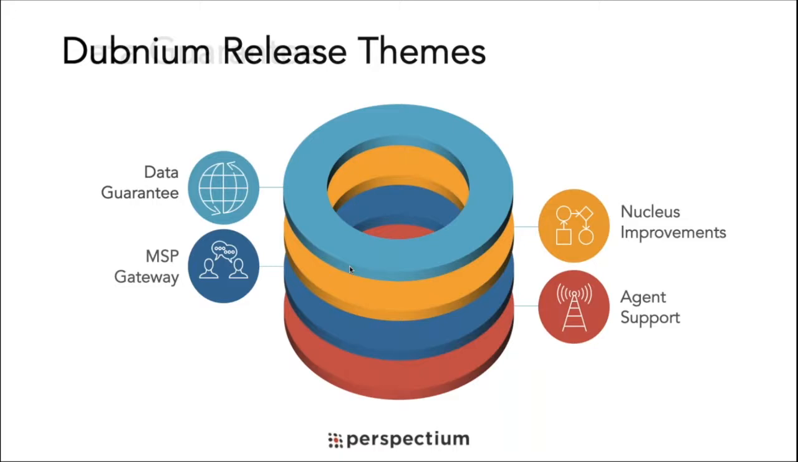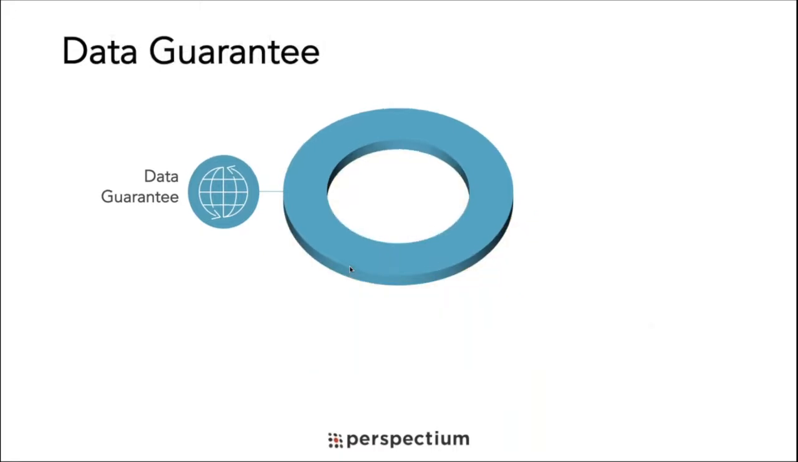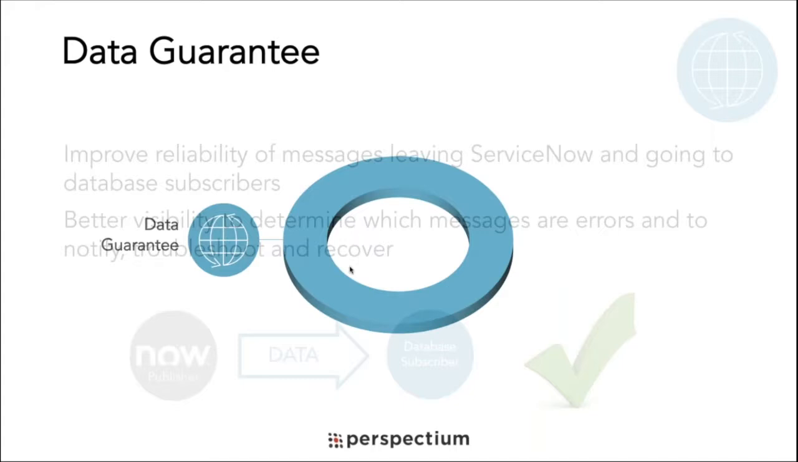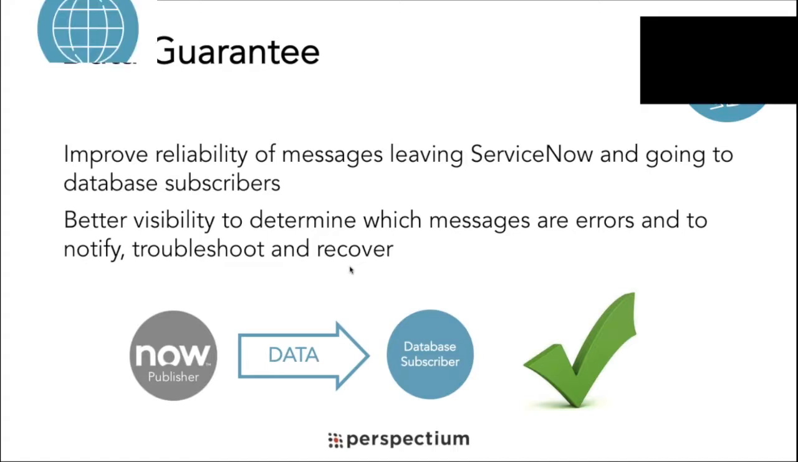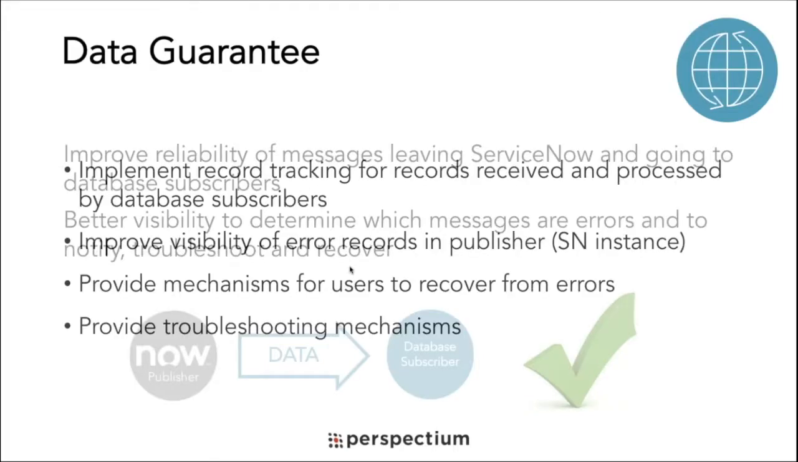But let's start off by taking a look at the first of these themes, which is, of course, data guarantee. Now, the new data guarantee feature will improve the reliability of messages leaving ServiceNow and going to database subscribers. This is going to include better visibility to determine which messages are errors and to provide notifications as well as troubleshoot and help recover from errors. For any customers moving millions of transactions per day, this is going to be an invaluable piece of functionality. Let's dive in for just a little bit more detail.